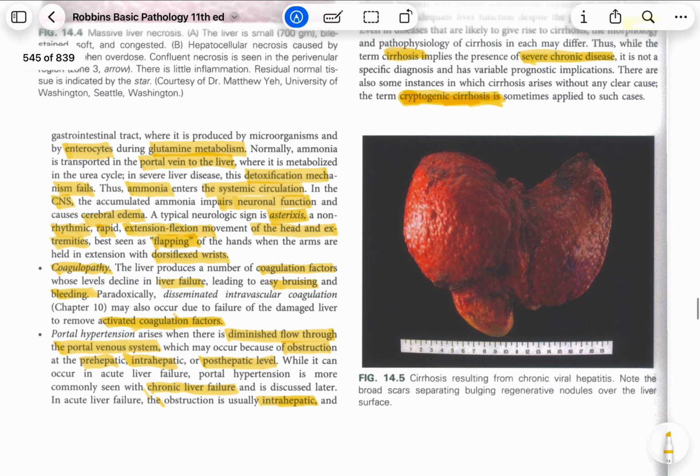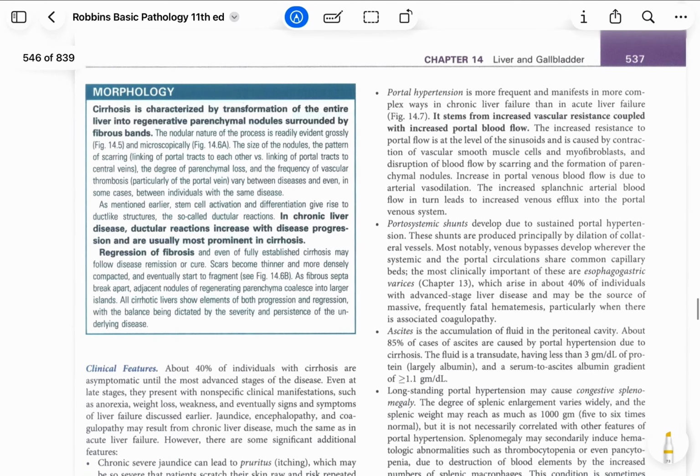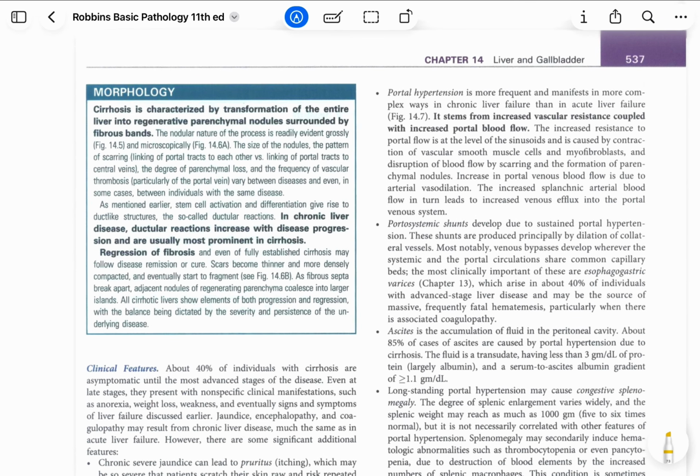So here we can see the gross appearance of cirrhosis resulting from chronic viral hepatitis. There are broad scarred areas separating bulging regenerative nodules. Now, if we talk about morphology, cirrhosis is characterized by transformation of the entire liver into regenerative parenchymal nodules which are surrounded by fibrous bands.